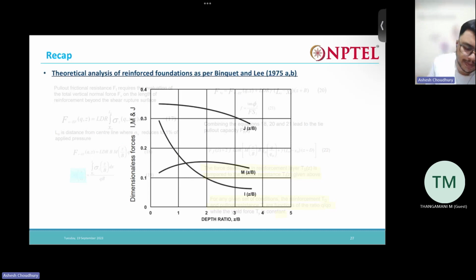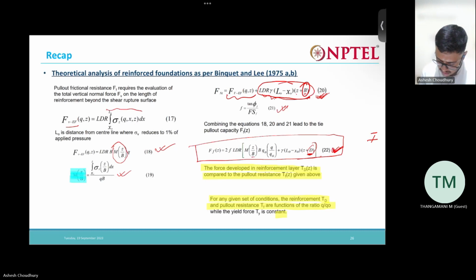I think that D should be depth because the gamma you are multiplying with. Say there is a footing, okay? There is some depth D and a reinforcement here at some level Z. So Z plus D times gamma, that is the overburden pressure, right? So that's why this term has come. Not B, it should be D. So that D should actually be depth only.